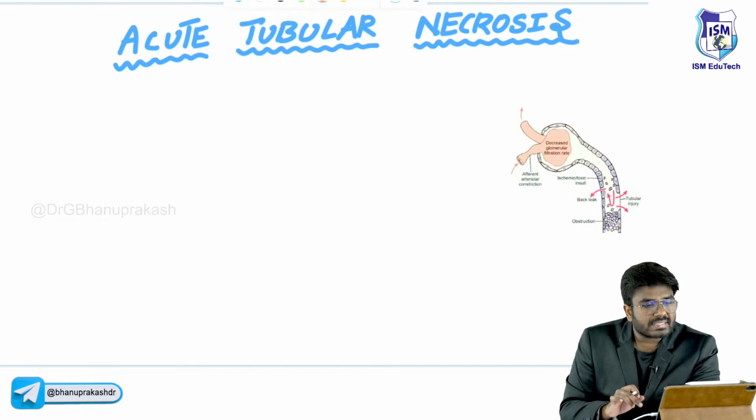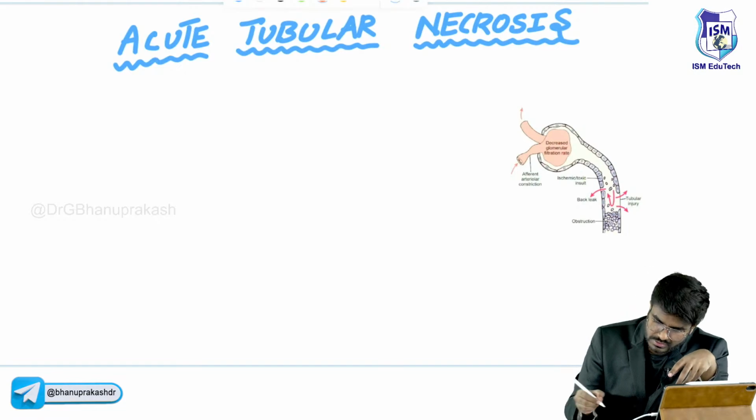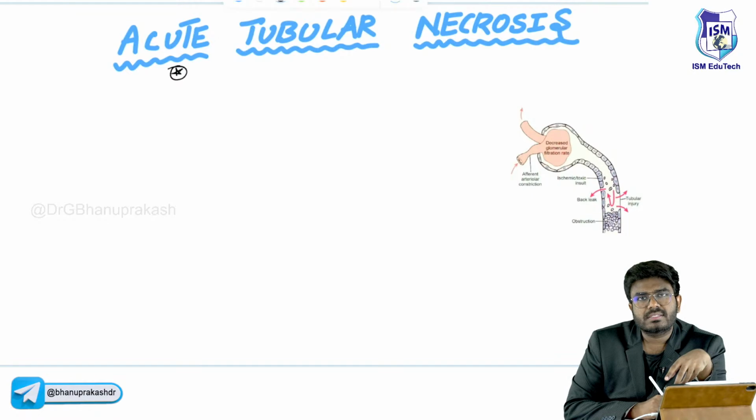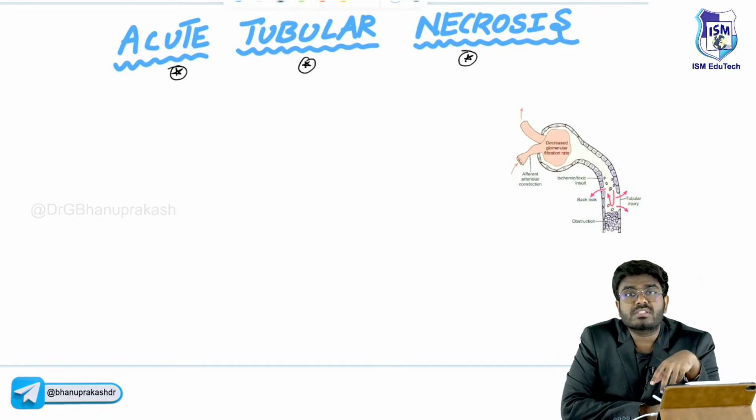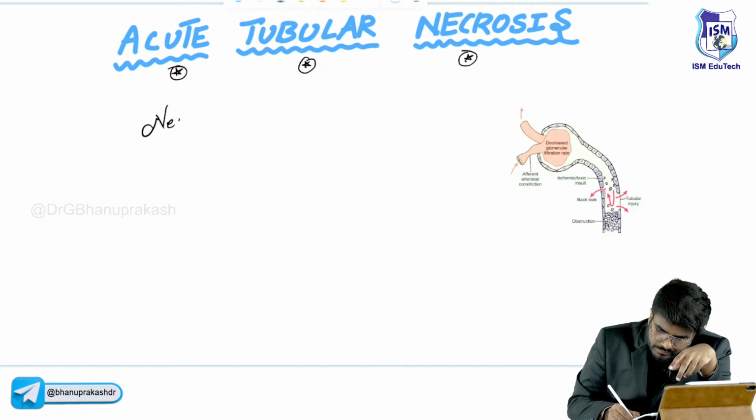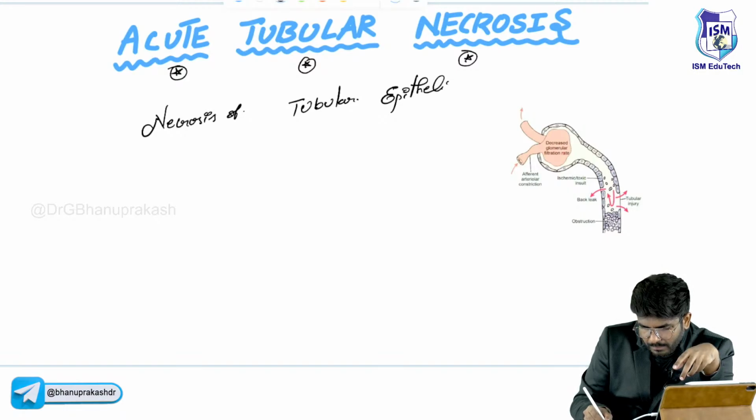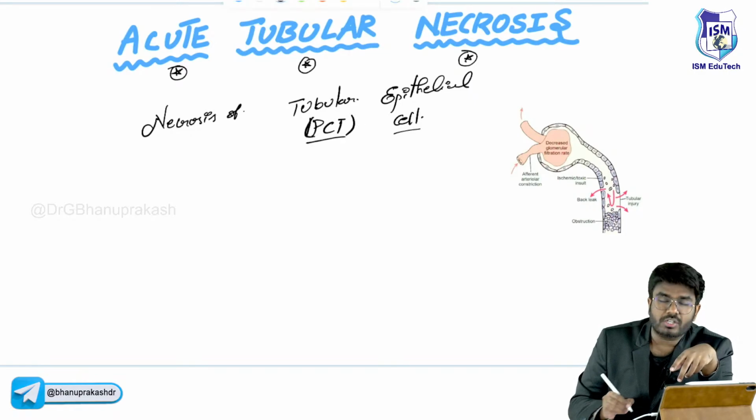So what exactly is happening in acute tubular necrosis? See, the name itself is there. Acute means suddenly. There is tubular necrosis. Let me write here: there is necrosis of the tubular epithelial cells, especially of which tubule? The proximal convoluted tubule.